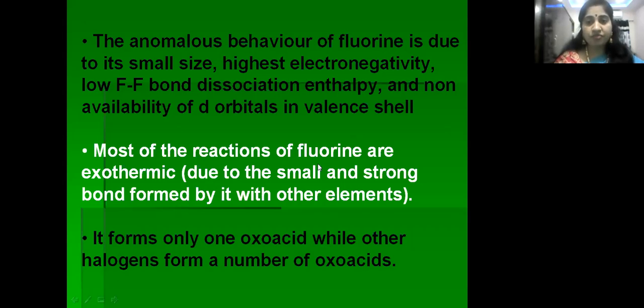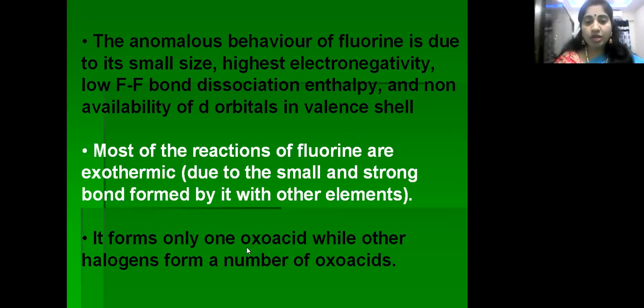Most of the reactions of fluorine are exothermic. Why are these exothermic? Because it is very small and it forms very strong bonds with other elements. Because of its small size and high electronegativity, what happens? It is able to form strong bonds. If it forms strong bonds, then what happens? Energy decreases. So that is an exothermic reaction. So most of the reactions of fluorine are exothermic, because of its small size and high electronegativity, it is able to form strong bonds with other elements.